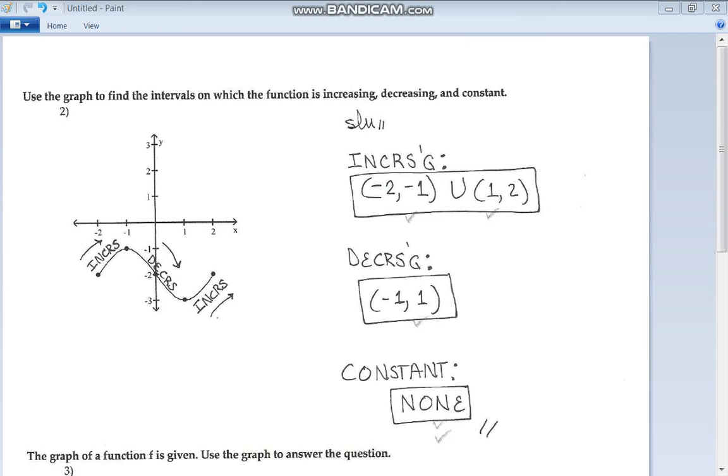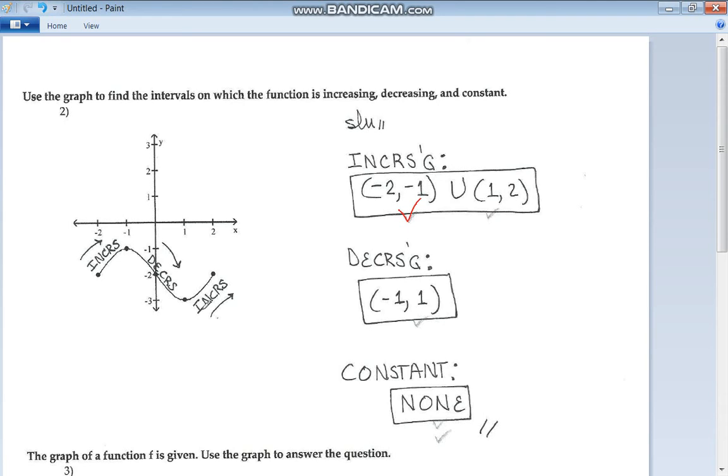We are now in question number 2. Use a graph to find the intervals on which the function is increasing, decreasing, and constant. So I marked it up, but you can see as we travel uphill moving from left to right, that's considered increasing. And the x values for which we are increasing in this first interval occur between x equals negative 2 and x equals negative 1. That's why we have this open interval from negative 2 to negative 1.